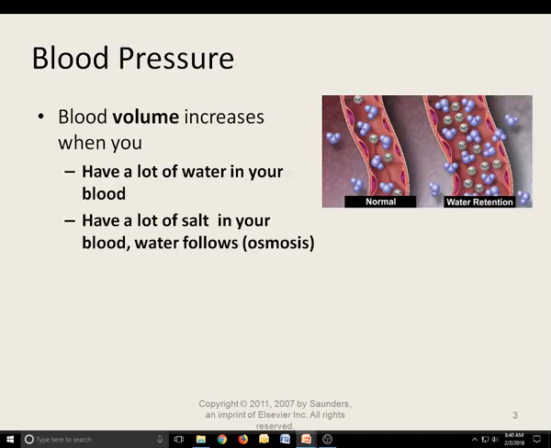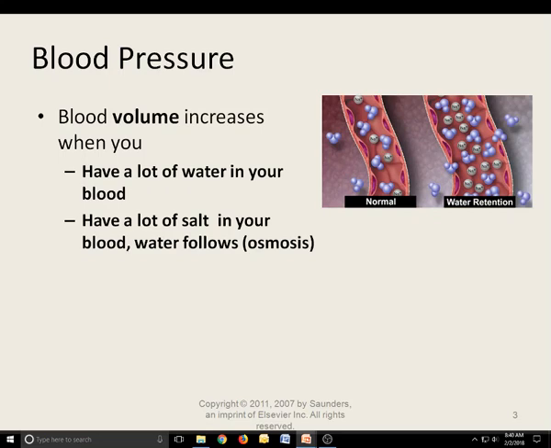Blood volume increases when you have a lot of water in your blood, or when you have a lot of salt in your blood and water follows, okay? Because of osmosis, water is going to follow salt. So if you have a lot of salt in your blood, then water is going to enter the blood as well. So those are two mechanisms that can raise your blood volume and thus increase your blood pressure.